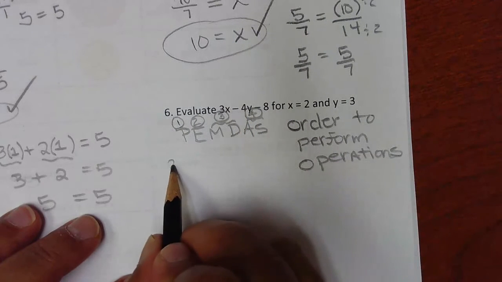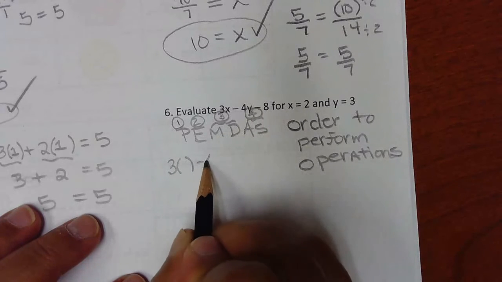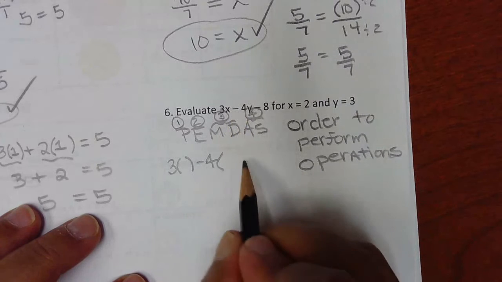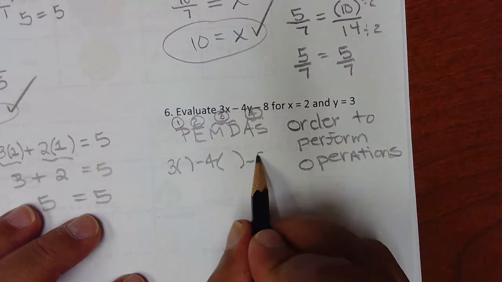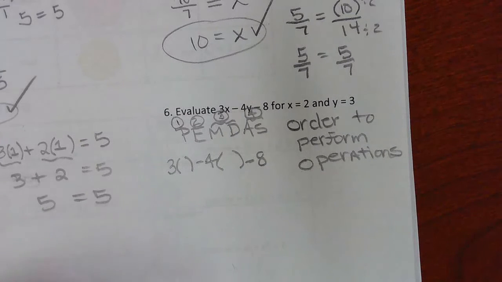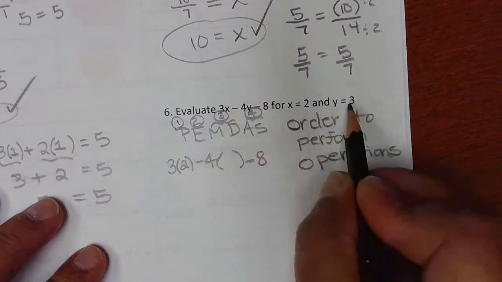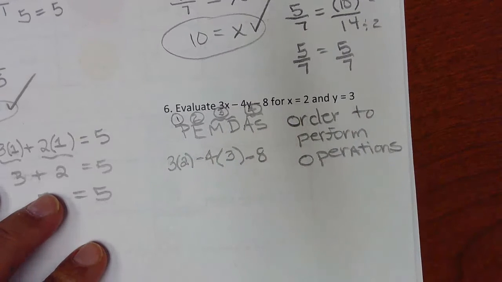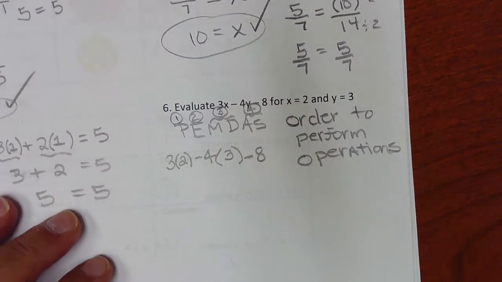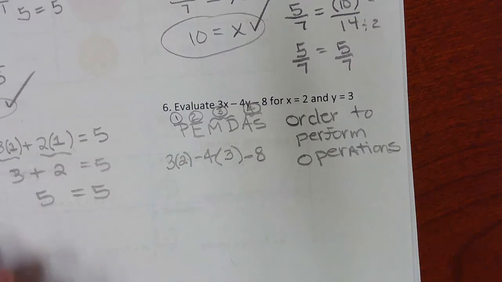Okay, coming to the problem, it's 3x. I'm going to copy it down here, leaving blank spots where the variables are, minus 4 times y, minus 8. I left blank spots where the x and the y was, just so I can plug in the values that they've asked me to plug in. You're going to plug in a 2 for x and a 3 for y, and then you're going to observe PEMDAS.